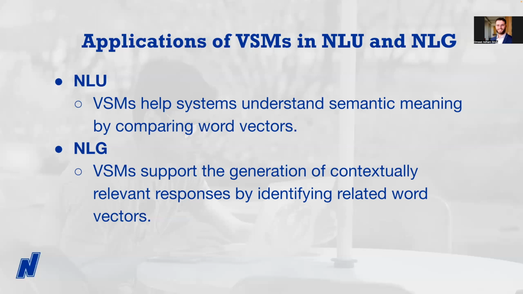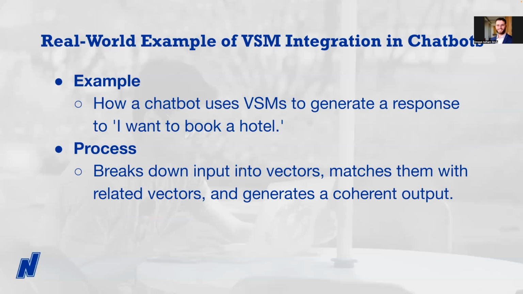Okay, let's now talk about some real-world examples. Let's look at how vector space models are applied in real-world chatbot systems. Consider the user input, "I want to book a hotel." The chatbot first uses NLU to process this input by converting each word into its vector representation. The word hotel will have a vector close to related concepts like reservation, stay, and room. Based on these relationships, the chatbot understands the user's intent.